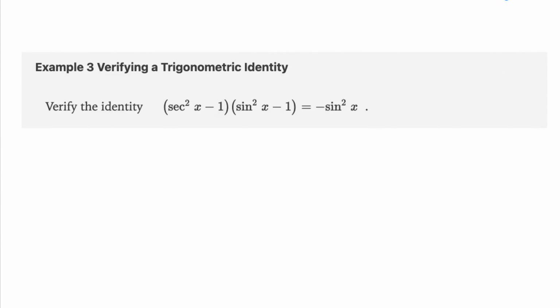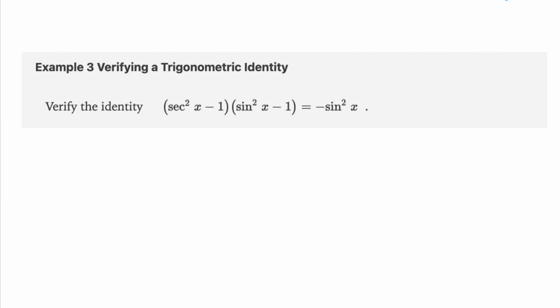Now, this is example 3, where we are told to verify the identity: the product of secant squared x minus 1 and sine squared x minus 1 equals negative sine squared x. So, as usual, we have to determine which side of the equation is the more complicated side, and that's the one we're going to manipulate so that we can simplify that expression and then make it turn into the other side of the equal sign.